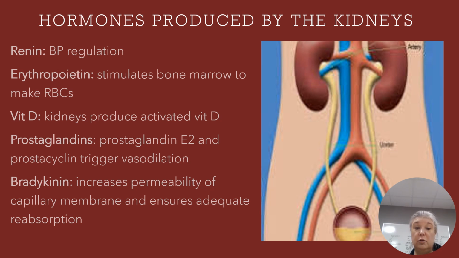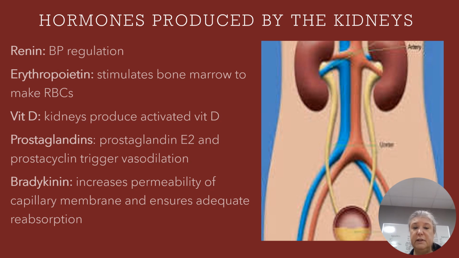Kidneys also produce hormones, okay? Some of these hormones include renin, erythropoietin, activated vitamin D. Like we couldn't do anything with vitamin D if it wasn't activated. Bradykinin and prostaglandins. So renin just aids in blood pressure regulation.